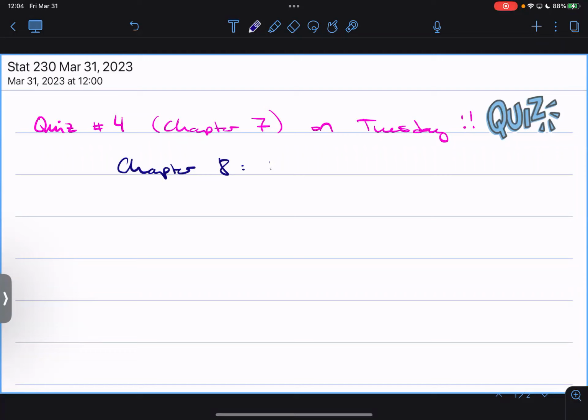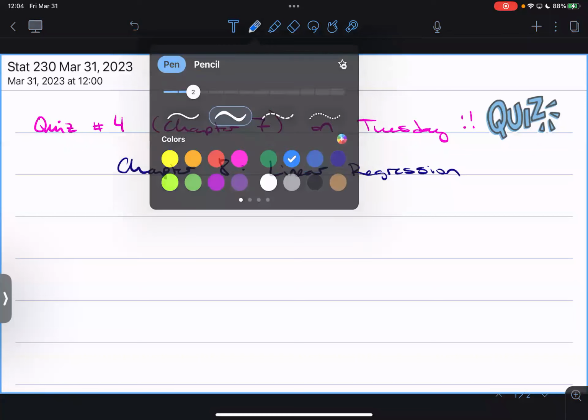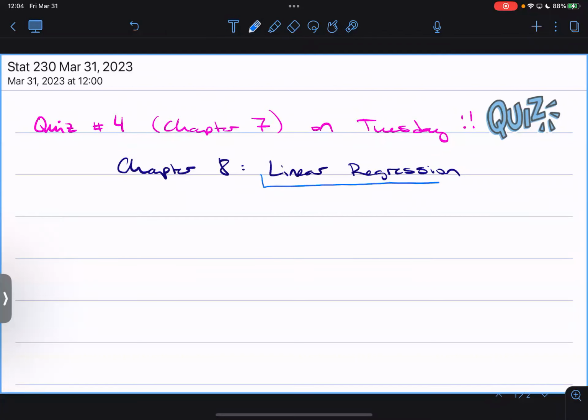Okay, chapter 8, linear regression. When we say regression, really what we mean is line of best fit. And linear, of course, means line. So it's a straight line and a line of best fit. So if you prefer to think of it as line of best fit, that is totally fine.